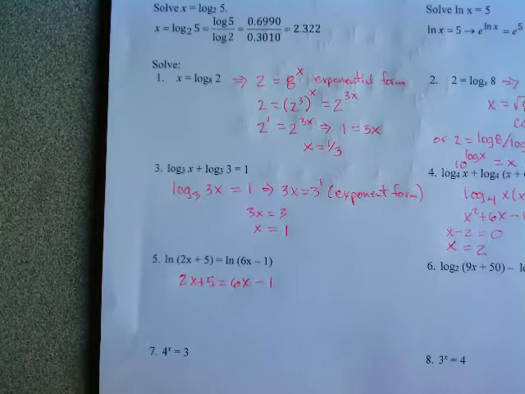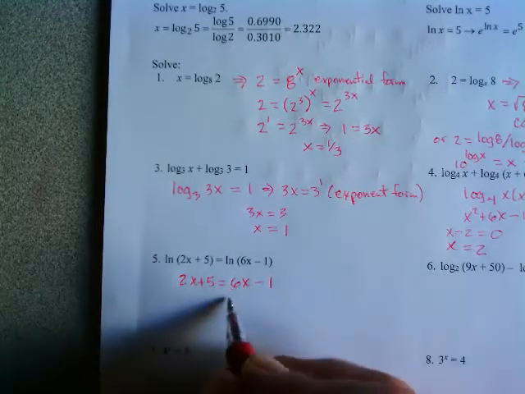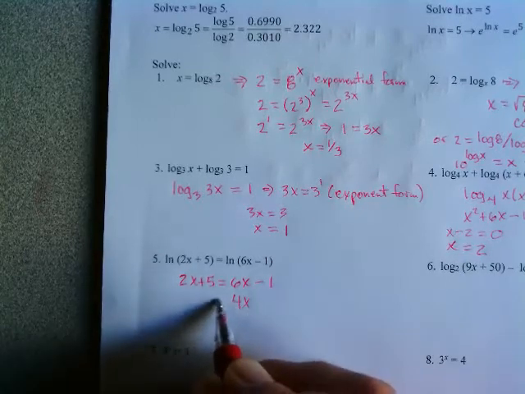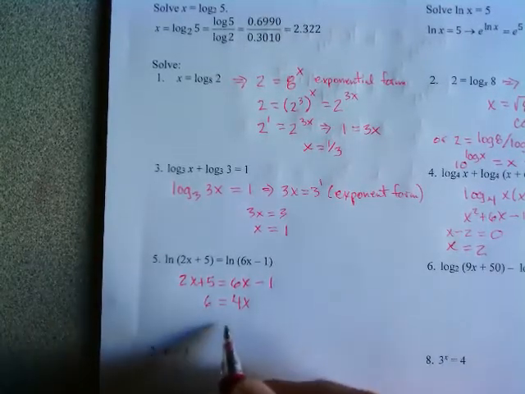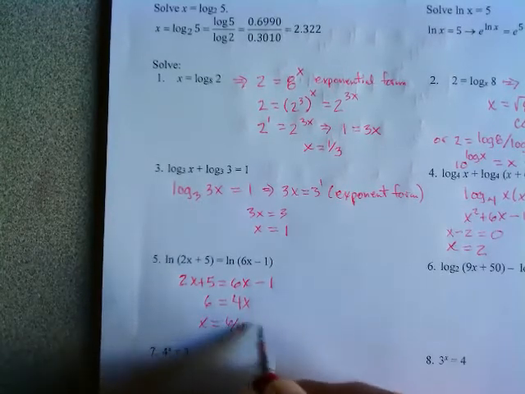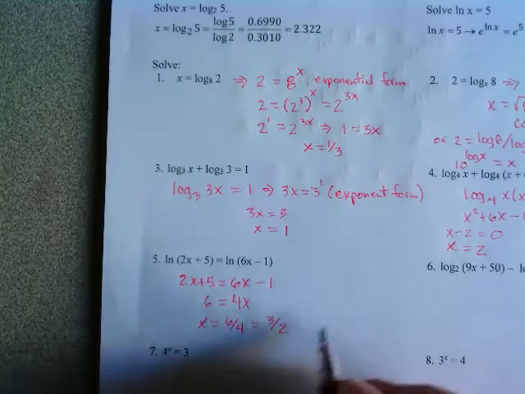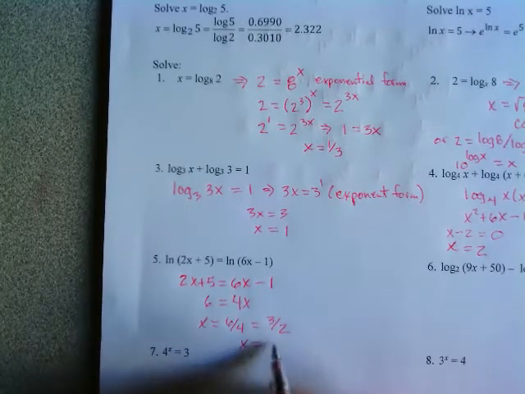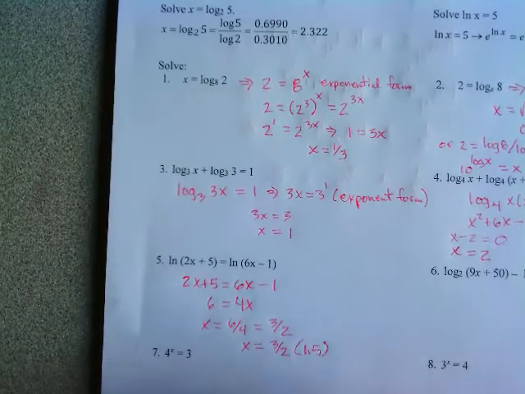And now I can go ahead and simplify, subtract the 2x from both sides. I have 4x. Add 1 to both sides. I have 6. And so x will equal 6 over 4, which is, of course, 3/2. So x equals 3/2. And yeah, 1.5 is fine as well.